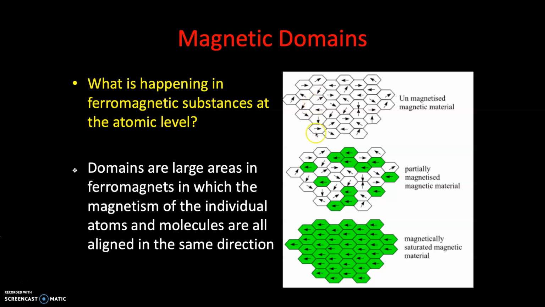However, if you can start to align those domains to face the same direction, if you can align those atoms to face the same direction, you can start to produce a magnetic field. You can make your substance magnetic. If you can align all of the domains to face the same direction, you will have a strong magnetic field or a strong magnet. The more aligned they are, the stronger it is. Domains are large areas in ferromagnets in which the magnetism of the individual atoms and molecules are all aligned in the same direction.